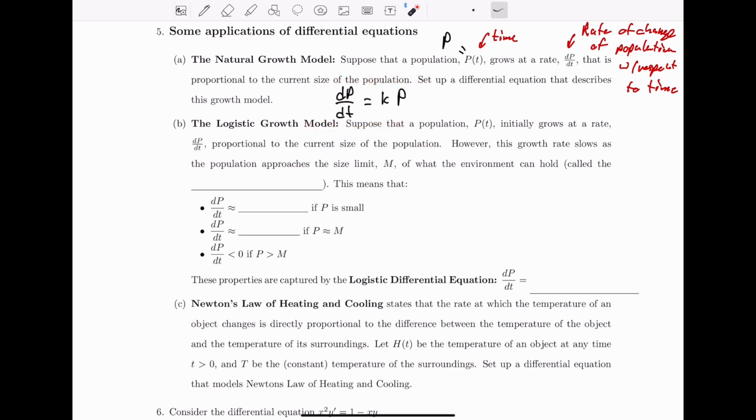Let's talk now about the logistic growth model. Once again, we have some population, and initially, we're imagining that the population grows at a rate that's proportional to the current size. So initially, we have natural growth for this population. However, we're going to imagine here for the logistic growth model that there is some upper limit on what the environment can handle. We're going to suppose that the growth rate slows down as the population approaches some size limit. We'll call that M, and the name for this size limit is the carrying capacity.